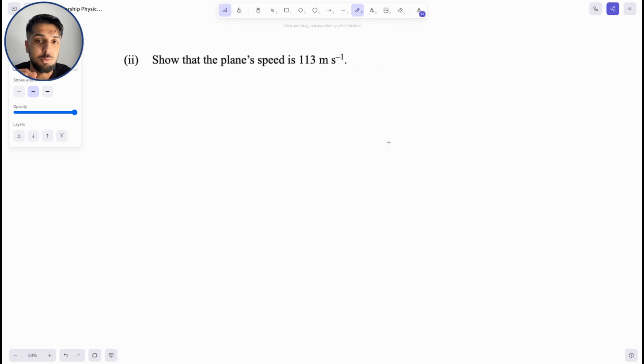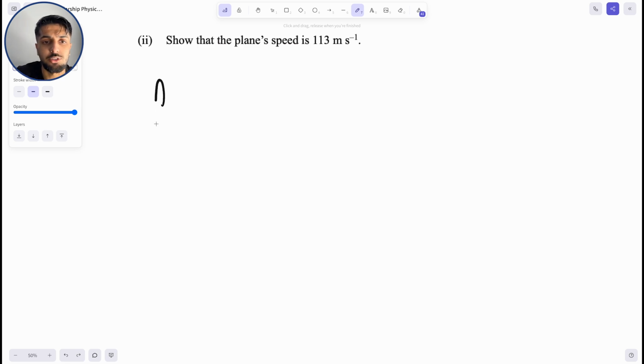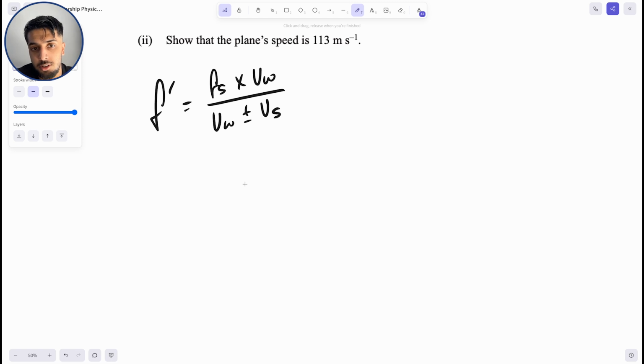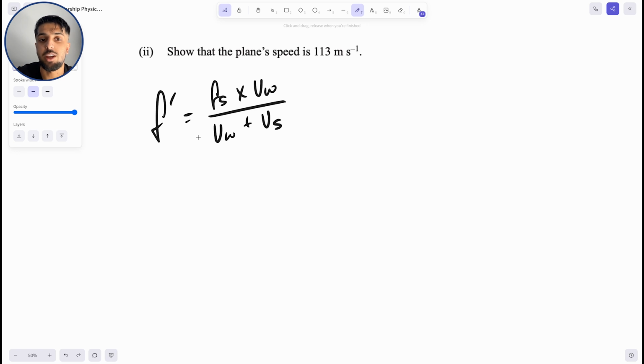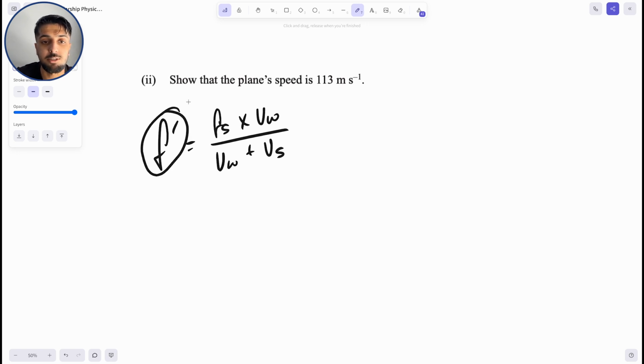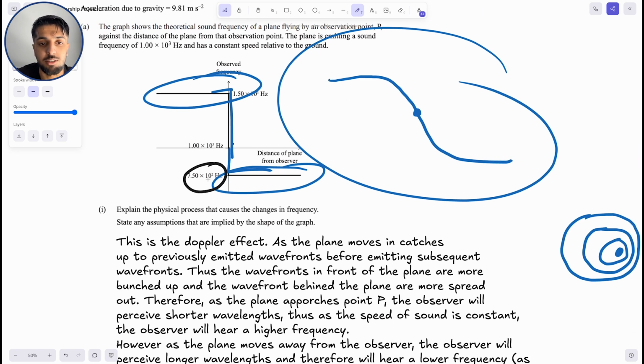Show that the plane's speed is 113 meters per second. Okay, so we know our Doppler equation is equal to the frequency of the source times the velocity of the wave all over the velocity of the wave plus or minus the velocity of the source. Now for this calculation, I'm going to be using the plus scenario just to make the math a little bit easier. So this is when the plane is moving away from the observer. So for when the plane is moving away from the observer, our perceived frequency is equal to 750 Hz.